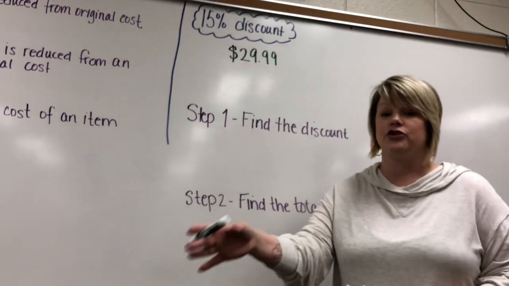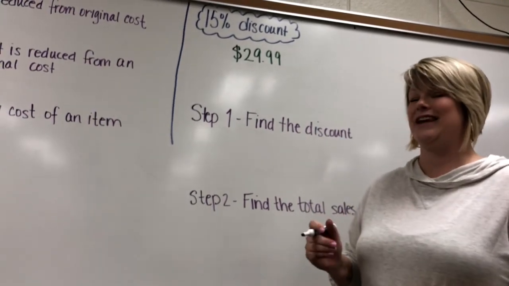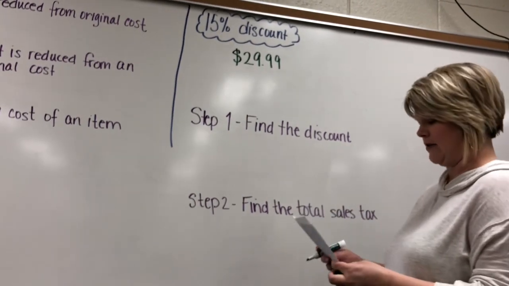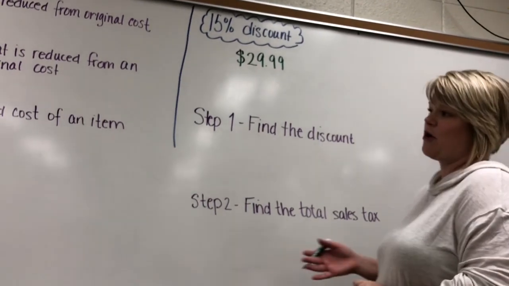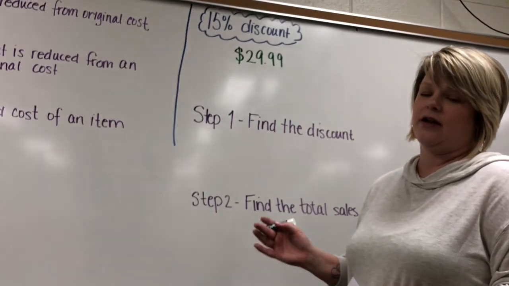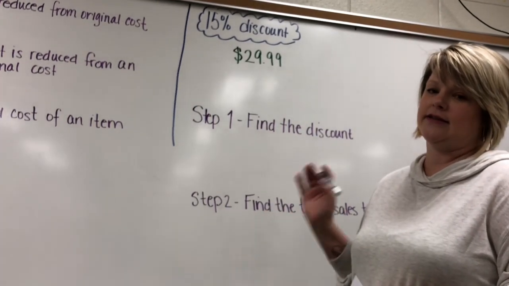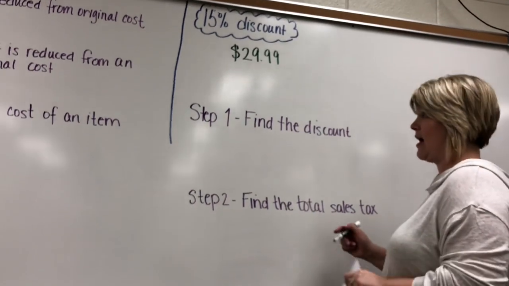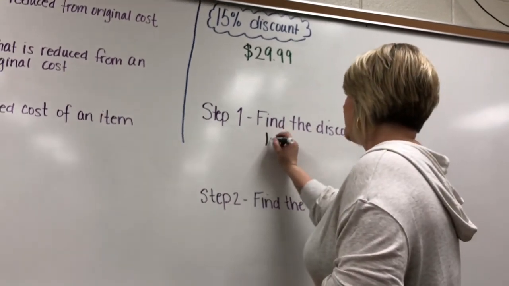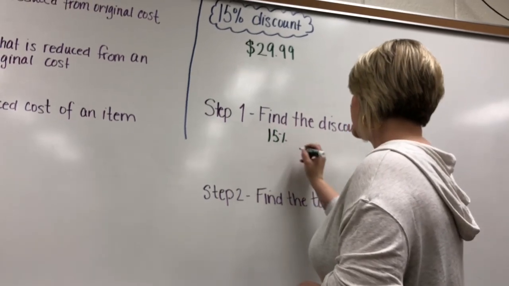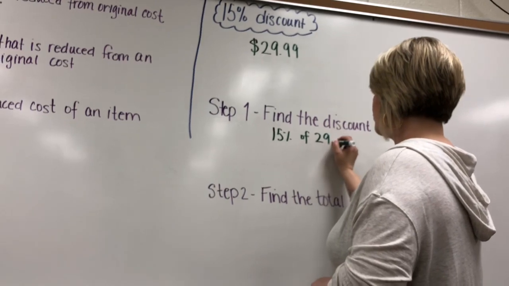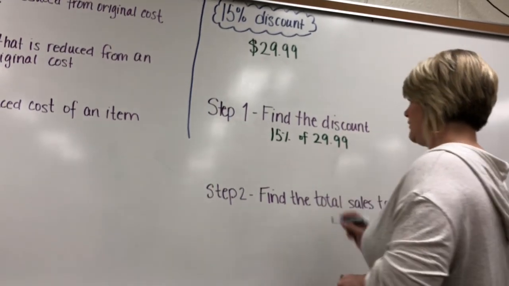So I know that I traded one in. I get a discount of 15%. So the first thing I have to do is find that discount. Just like if you watch my previous videos on tax and tips and commissions, we're going to do the same thing. We're going to multiply. We're going to take 15% of $29.99.